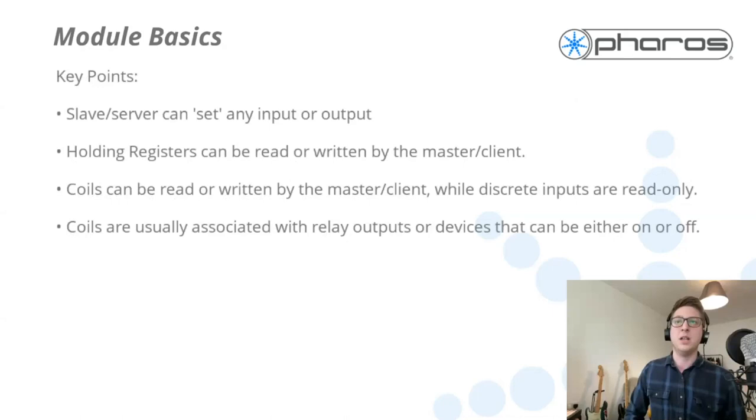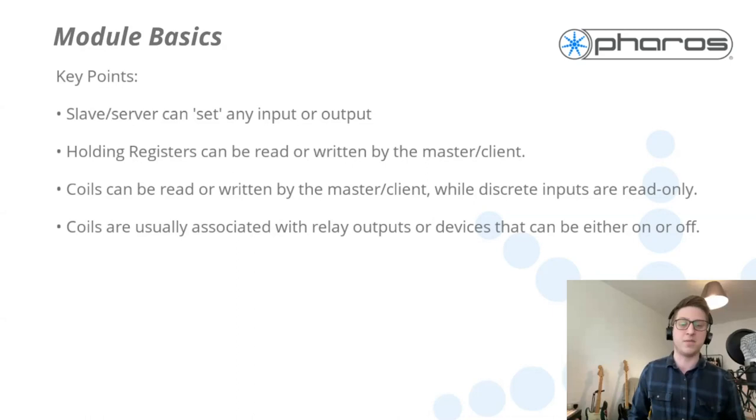So one of the key things that we need to go through is that if Pharos is acting as a slave server, it can set any of its input or output data types. The holding registers, though, can be read or written to by the master or client. So the master can obviously write to a holding register that would allow us to trigger from that device. We could then use that as a variable, which I'll show you later on.